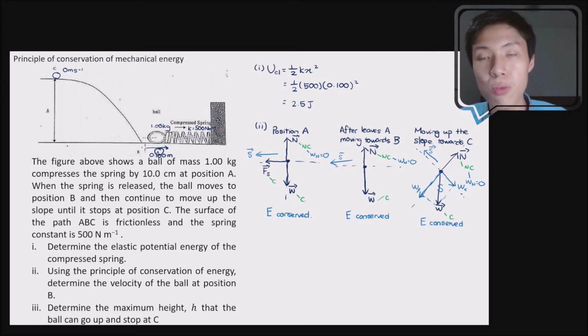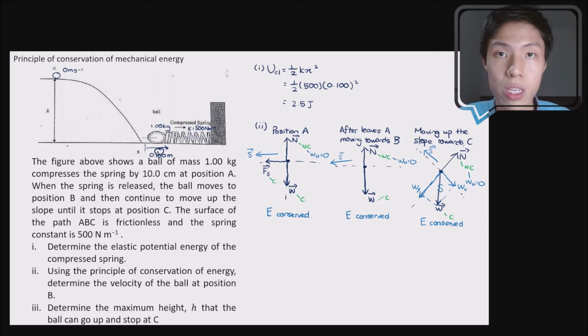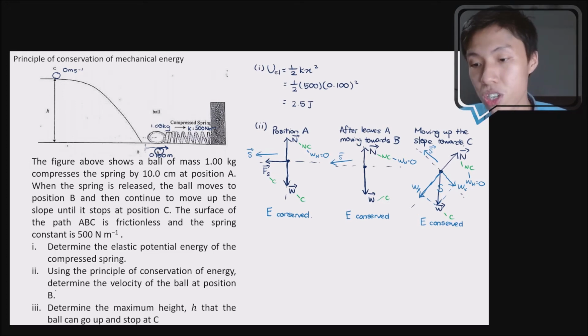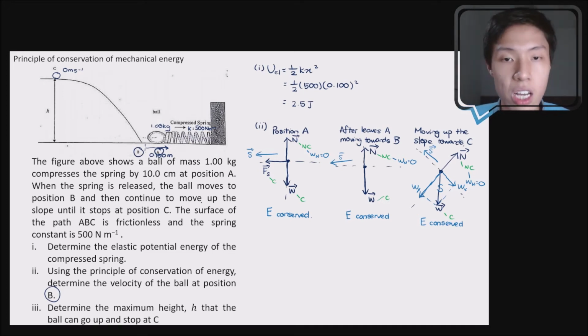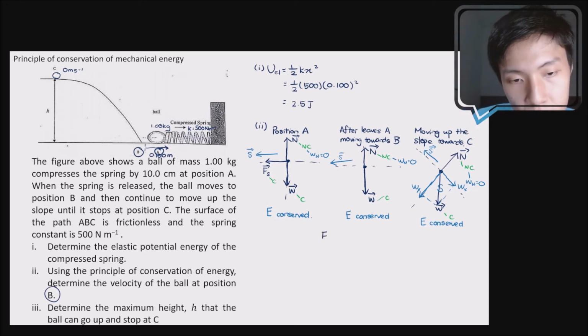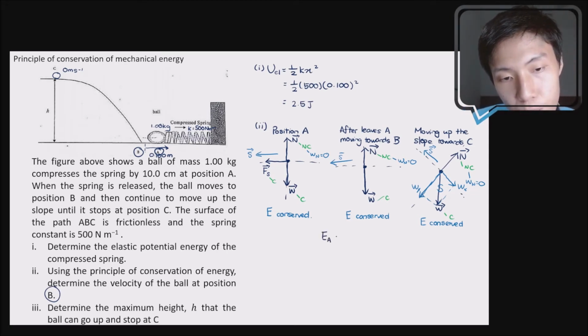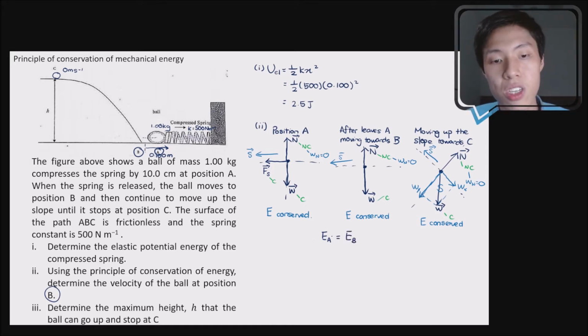The second position will be the position we are interested to know something about. That second position will be position B, where we are interested to know the velocity. So now, since we have determined the two positions that we will be using, let's apply the principle of conservation of mechanical energy. We write down that the mechanical energy at position A will be equal to the mechanical energy at position B.